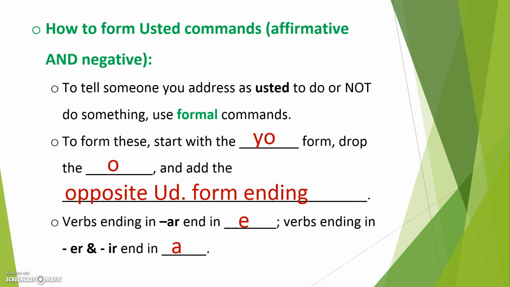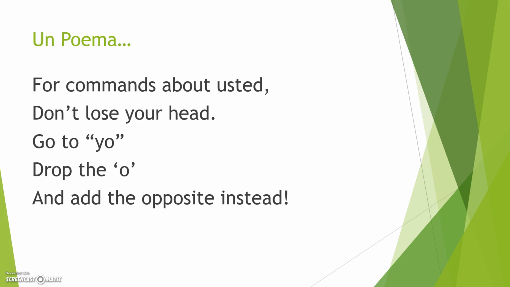So as you can see, usted commands are very similar to the negative tú commands. Go to the yo, drop the O, add the opposite usted form ending. But you do this with any kind of usted command, whether it's affirmative, telling someone, hey, do this, or whether it's negative. You still go to the yo, drop the O, add the opposite usted form ending. Un poema: for commands about usted, don't lose your head. Go to the yo, drop the O, and add the opposite instead.